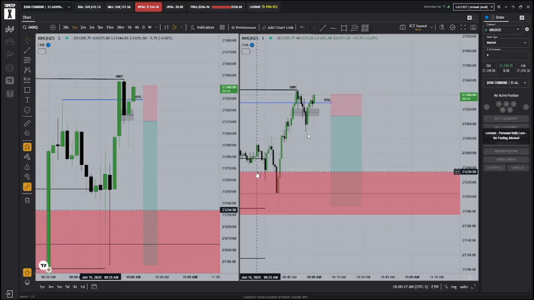As you see, we don't really go past this low. It's more of equal lows or a little bit above this low. So that's what I will work on going into tomorrow. And I want to be more patient with my entries.